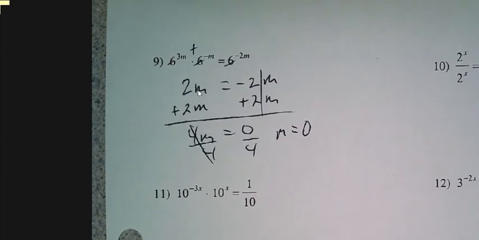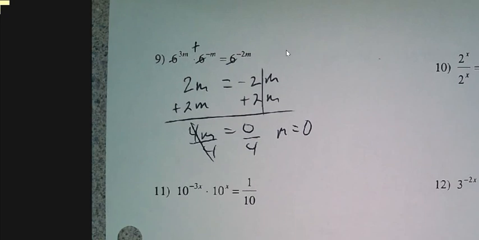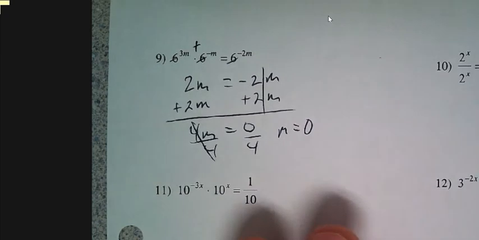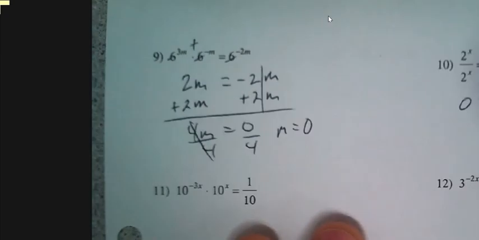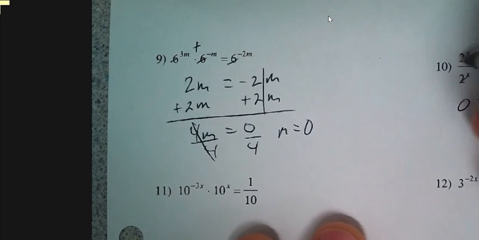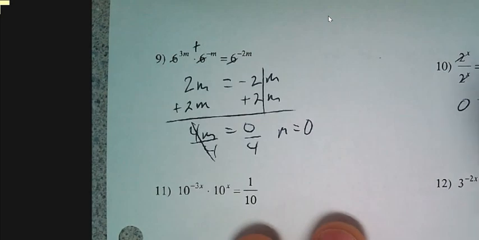Now look over at number 10. This one is dividing powers with a common base. So what do you do with the exponents when you divide powers with a common base? Subtract them. So what's x minus x? 0 equals negative 2x. You can cancel those bases. Now divide by negative 2. So x equals 0 again.